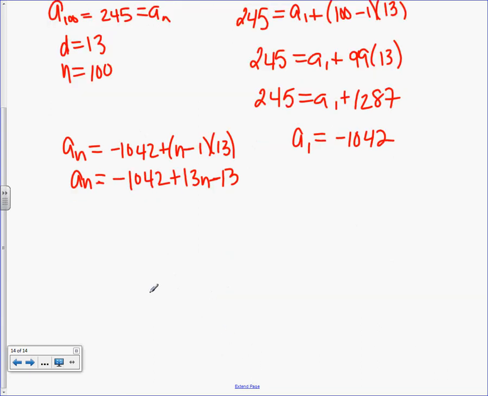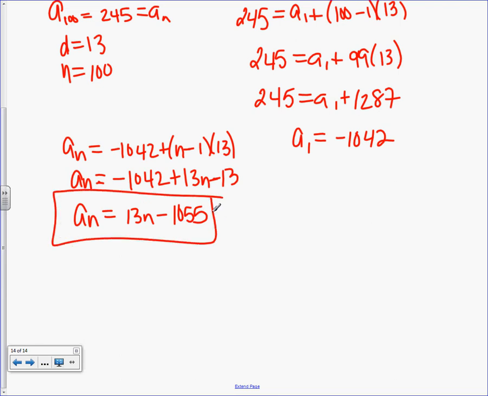And typically you put the n first. So a sub n equals 13n minus what? Yeah, 1055, good. So what we just did was we found an equation for any term that we want in this sequence. So if I want the 55th term, I can plug in n as 55, and that's it. I don't have to do anything fancier than that.